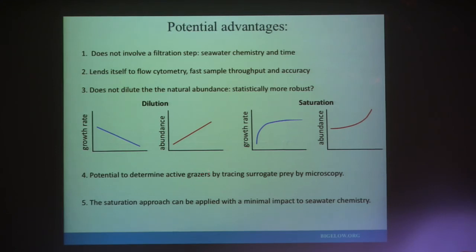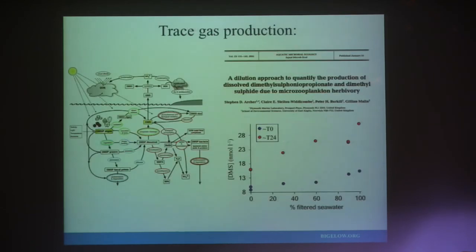And if you're using fluorescent beads or, say, those E. coli, then if you take those samples and look under the microscope, you can actually identify maybe which microzooplankton are doing the grazing and which microzooplankton you're saturating. And yeah, this last bit really is why I came up with this method in the first place, and I'll go on to that.